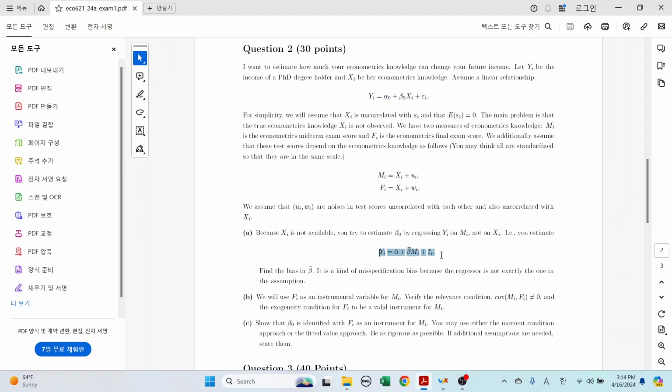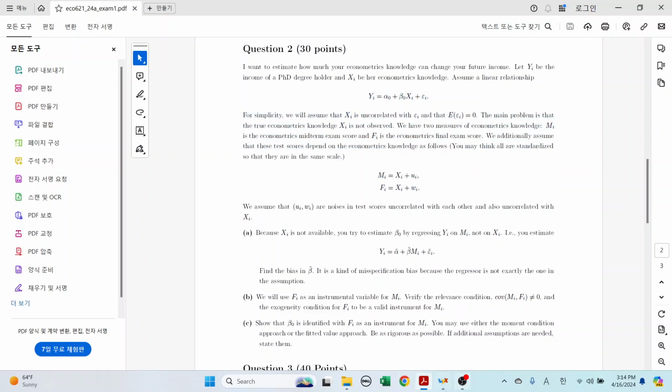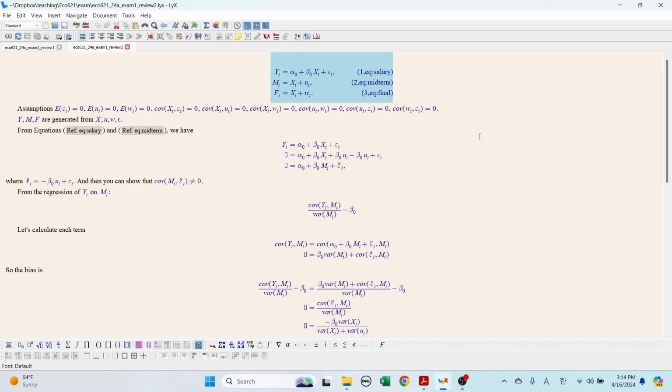But this equation does not have any structural meaning. This equation just means we are going to regress y on m. That's all. I don't know what beta and alpha are, and the relationship between y and m is defined by these equations, not this one. So you have to distinguish them. You have to understand the differences. And in the previous assumptions here, I want you to realize this.